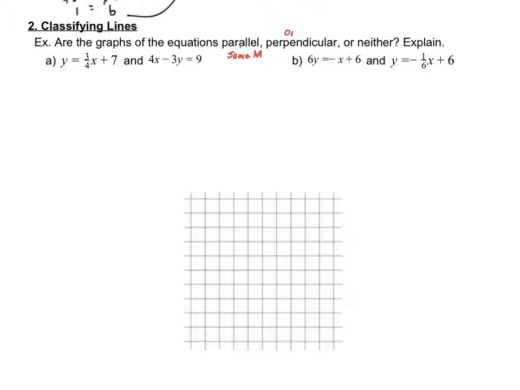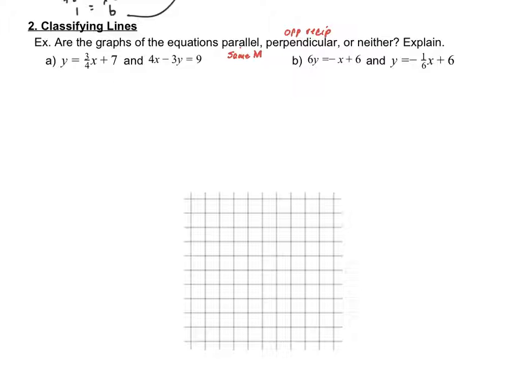Perpendicular lines have opposite reciprocals. And then neither. So if they're neither opposite reciprocals nor the same, they're just lines. And we'll have to explain.